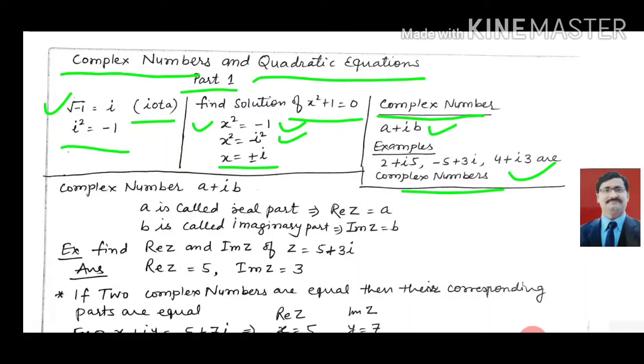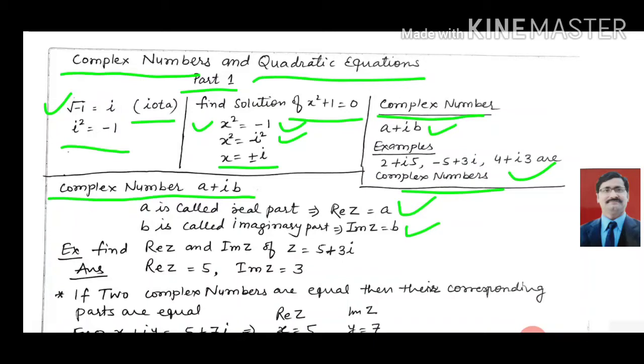Now look here, a complex number is given to you, a plus iota b. A is called the real part, and how do we write it in short format? Real part of z equal to a. This type we can write. And b is called the imaginary part, and in short we write Im, means imaginary part of z equal to b. Im means here imaginary part, and Re means here real part of z. Okay, so that you should understand.